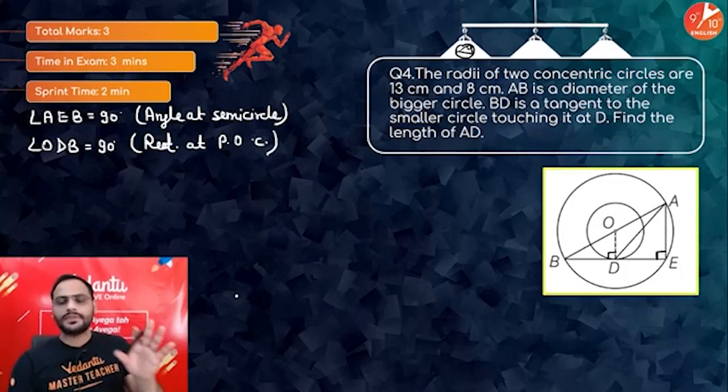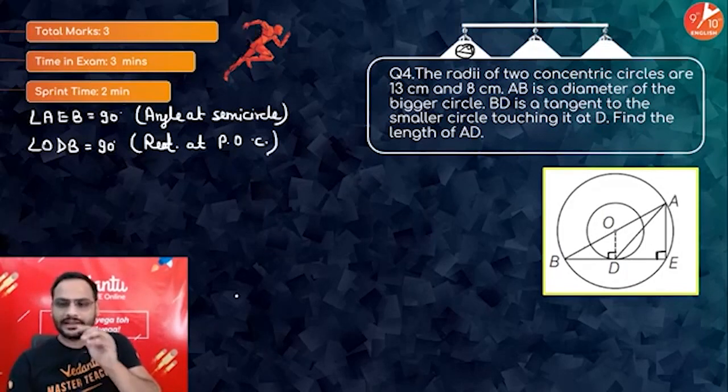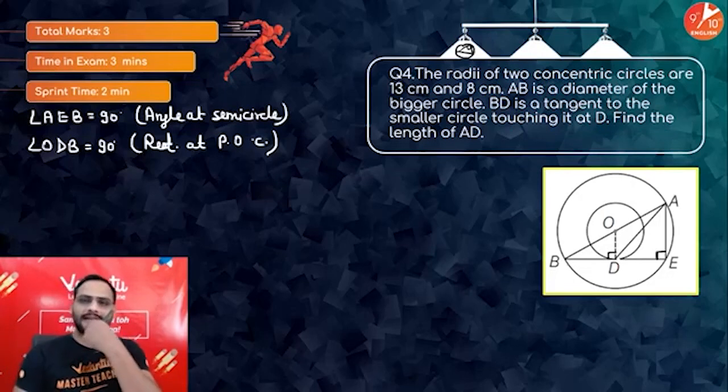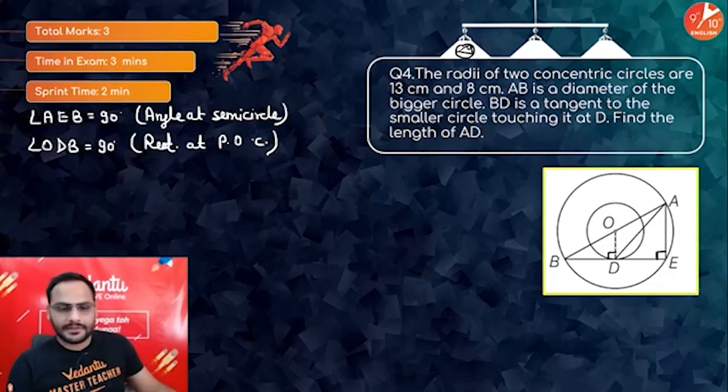Now guys, tell me one thing. I can say that triangle ODB and triangle AEB are similar triangles. Can you see, triangle ODB and AEB are similar triangles.